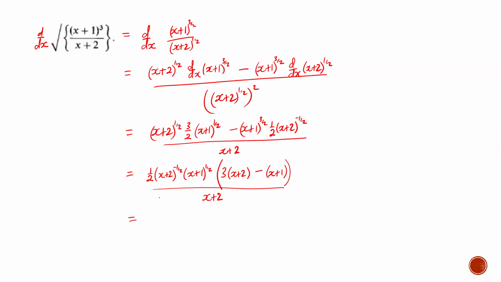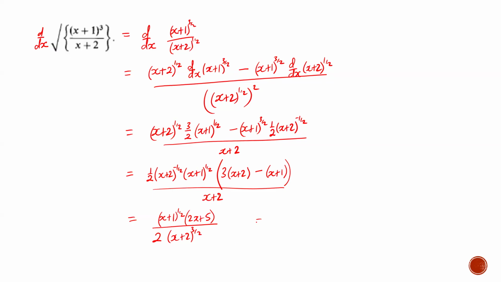And so in the numerator, what that leaves us with is (x plus 1) to the power half. And the denominator we have 2 times (x plus 2) to the power 3 out of 2. And then, of course, what's inside the brackets here, which is going to be 2x plus 5. And so this is our final answer.